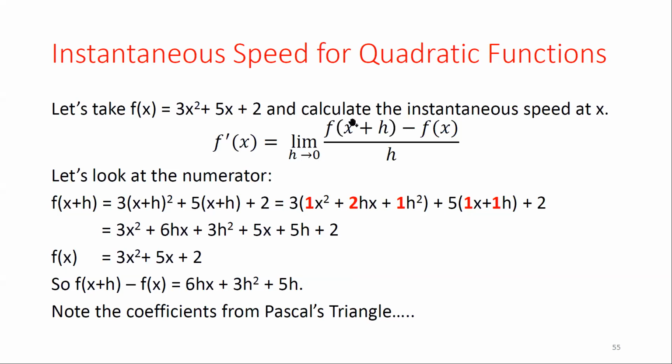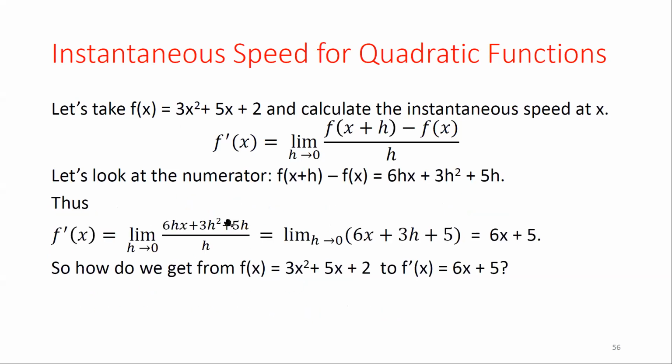So that's the top. What's the denominator? H. So that's not so bad. So we divide this change by h. What's 6hx over h? 6x. H is cancelled. What's 3h squared over h? 3h. What's 5h over h? 5. And now we want to look at what is the limit as h goes to 0.